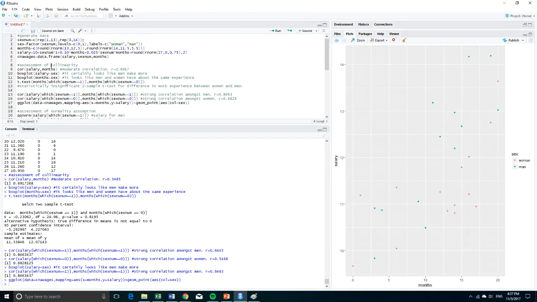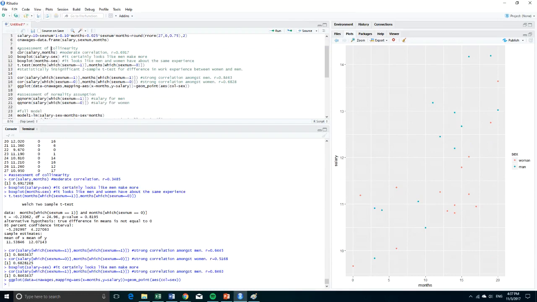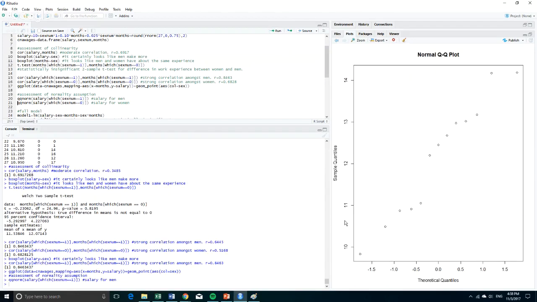Okay, so we have done some exploratory data analysis. We've calculated correlations. We've seen some side-by-side box plots. Now we need to check the normality assumption. So let's check the normality assumption of salary within each of the different genders. And this is the QQ plot.